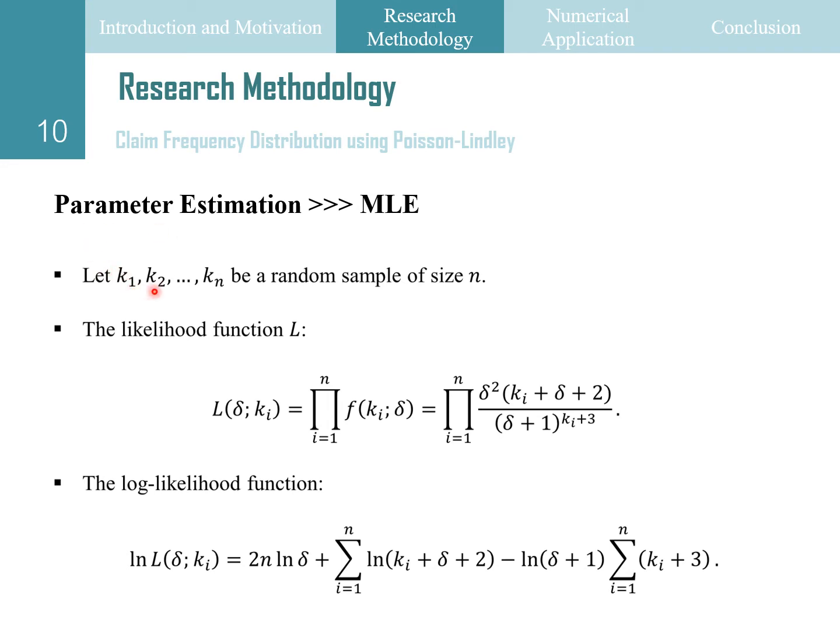Let K1, K2, to Kn be a random sample of size n from the Poisson-Lindley distribution. To find the most likely value of the parameter delta requires maximizing the likelihood function L, where L is equal to this. Then the log likelihood function is equal to this.